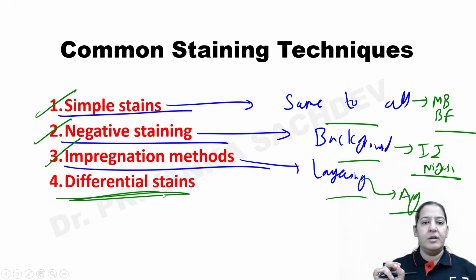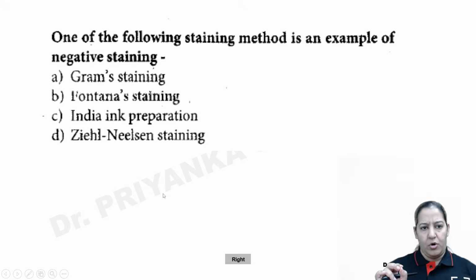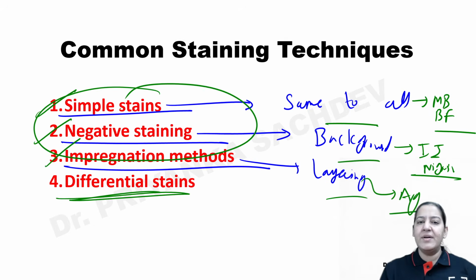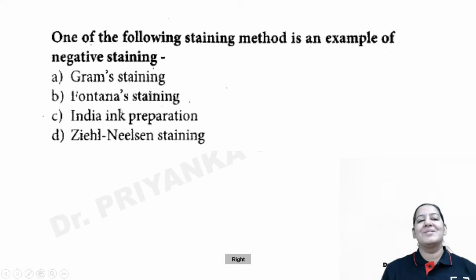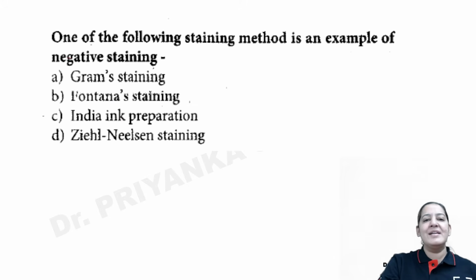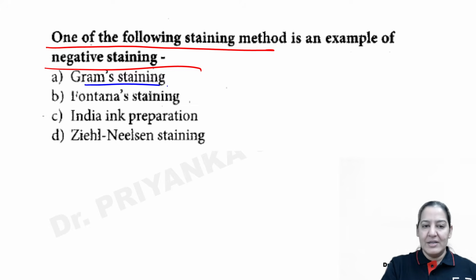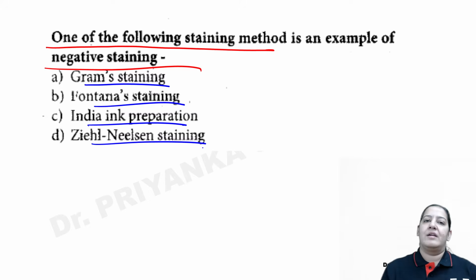Before that, I would like to ask you two questions here, based on these three stains. Can you please write your answers in the chat box? This is the first question in front of you. One of the following staining methods is an example of negative stain. Just now I taught you. Is it Gram stain, Fontana stain, Indian ink preparation or Ziehl-Neelsen stain? A, B, C, D. You can write your answer in the chat box.